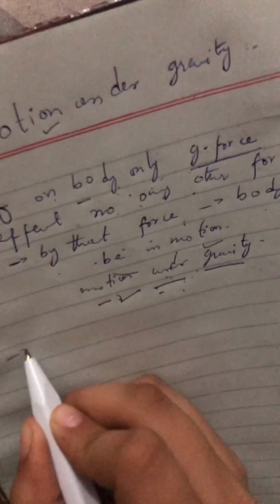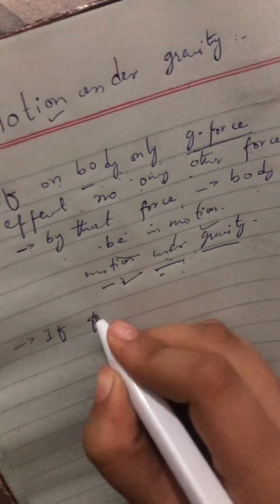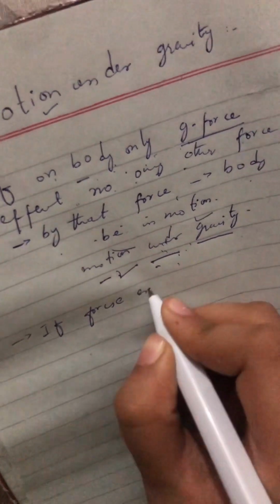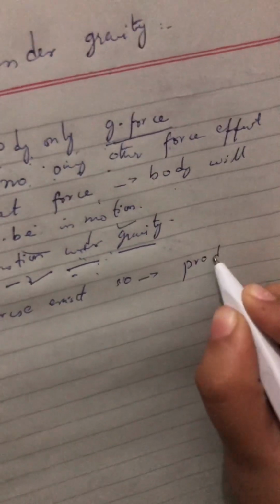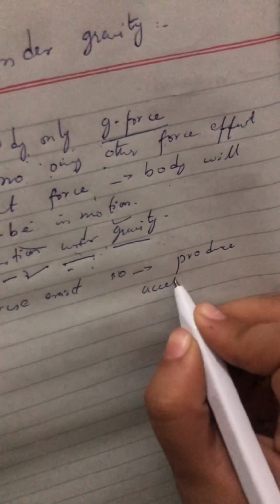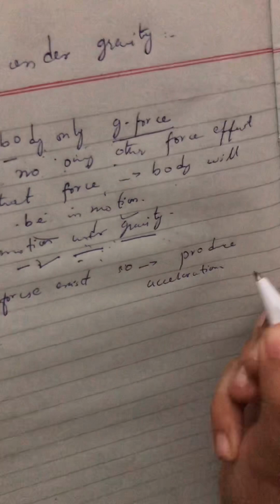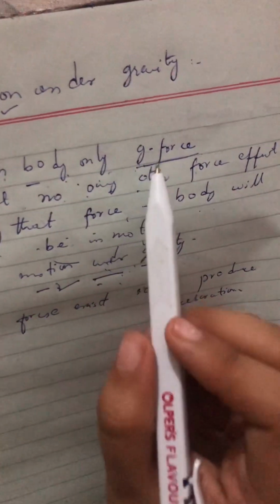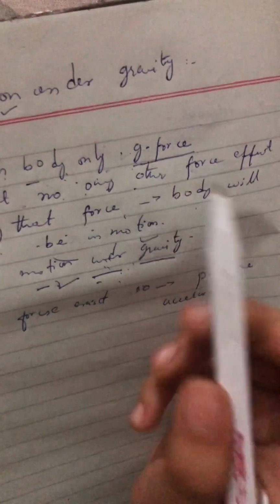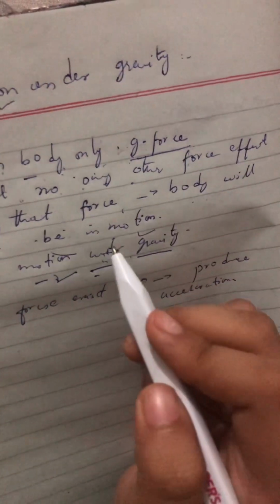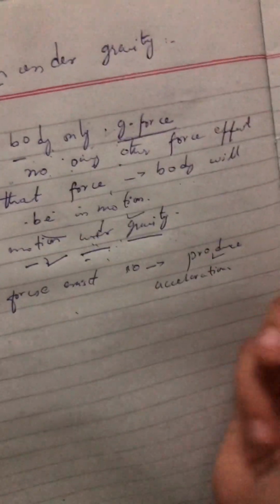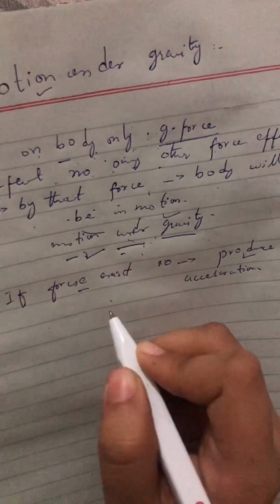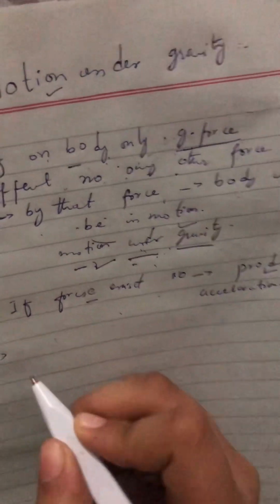After that, if a force exists, which means if the gravitational force exists on a body, it will also produce acceleration. How? If gravitational force acts on a body, the body will be in motion, and by that motion acceleration will also be produced. So we can say that if a force exists, acceleration will be produced.